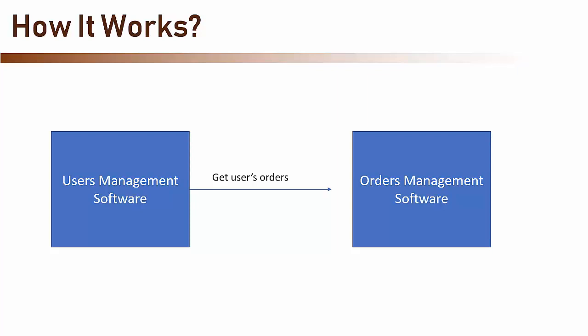Now, how does the user software talk to the orders software? The orders software publishes an API. The API is the thing that the user software can see and access and use in order to get access to the internal data stored in the orders software. Now, this kind of API publishing is called exposing an API. The API is exposed by the orders management software, and after it is exposed and becomes public, then other software or other software components can use it.